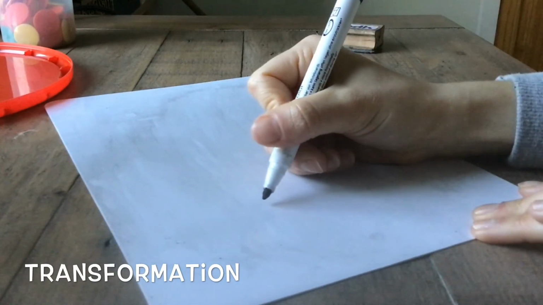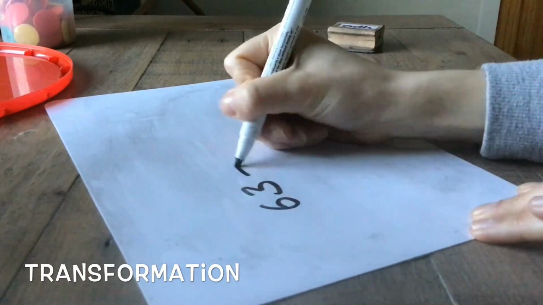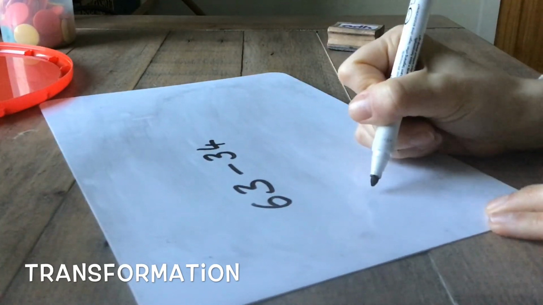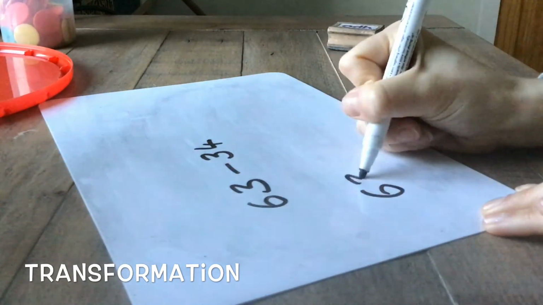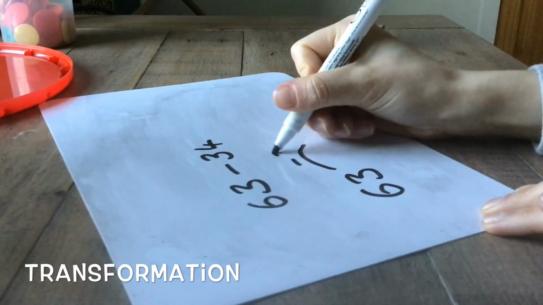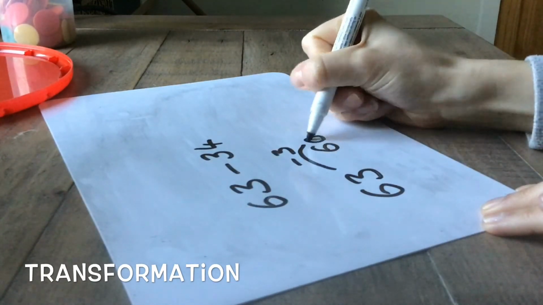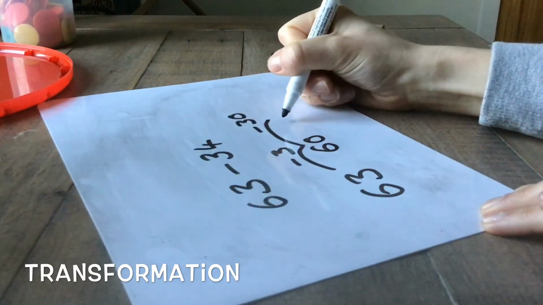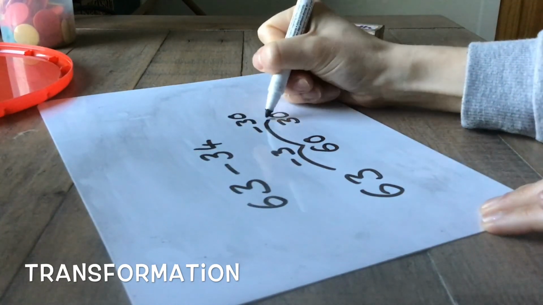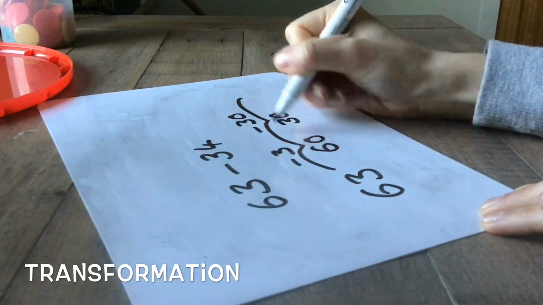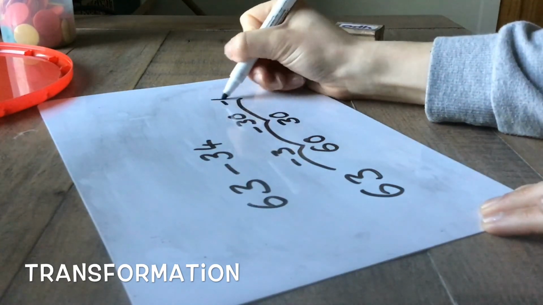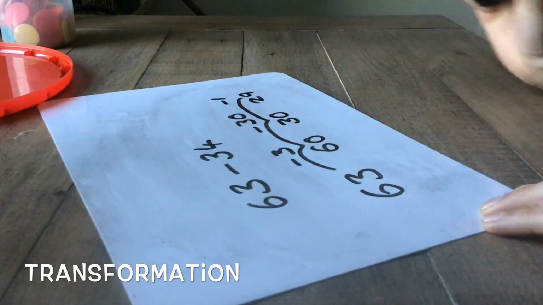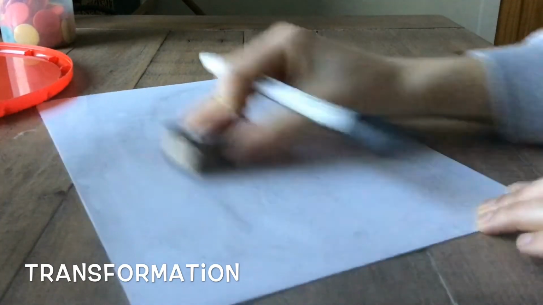Let's do 63 take away 34. So I could do 63, I could take away 3, which gets me to 60. I could take away 30, which gets me to 30. And so in total I've taken away 33 so far. 1 more to take away gets me to 29. And I'll show you one more in the hundreds.